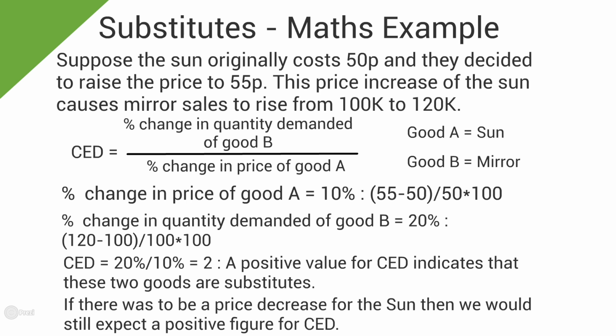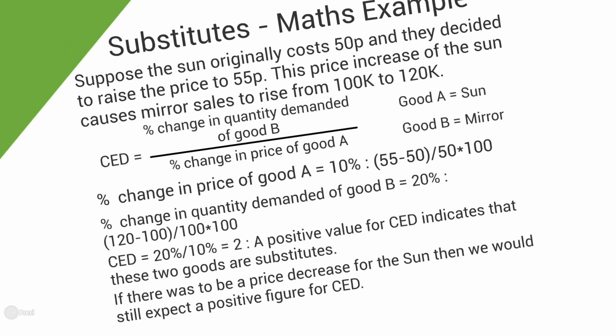This is because the decrease in the price of the sun would cause the demand curve for the mirror to shift inwards, as consumers will switch from consuming the mirror to consuming the relatively cheaper sun. This would mean that there'll be a decrease in the quantity demanded of good B, which is the sun, and a decrease in the price of good A, which is the mirror. And a negative divided by a negative will give you a positive. Therefore, we'll have a positive value for cross elasticity of demand, indicating that these two goods are substitute goods.